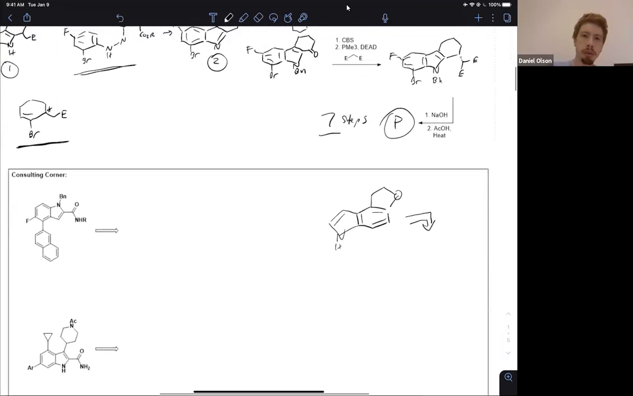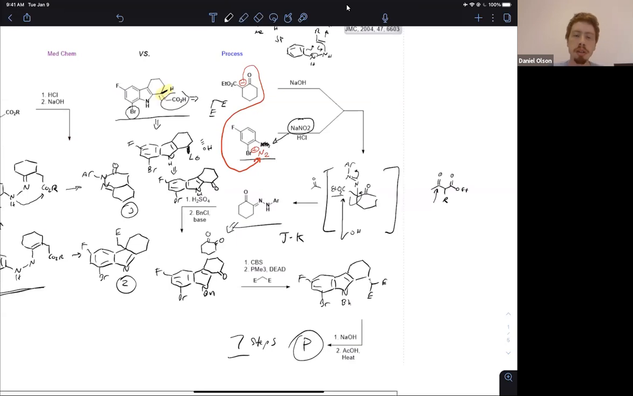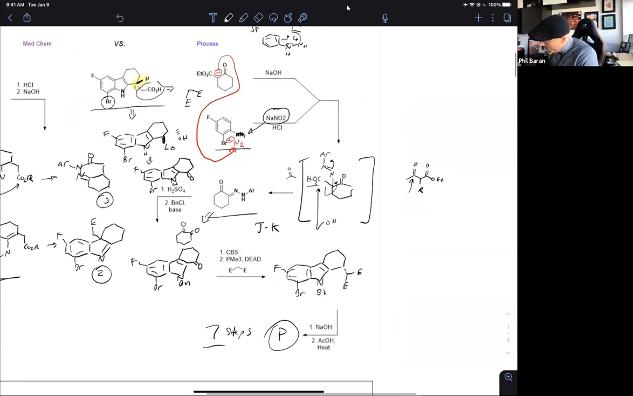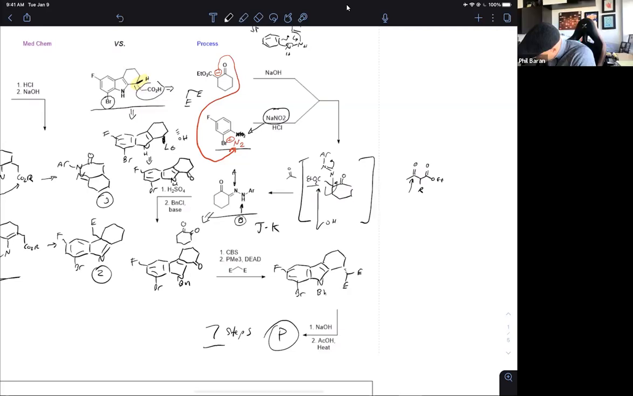Hey Phil, sorry to keep you on this problem. Sure, Dennis, what's up? I've seen cases where the hydrazone intermediate is Cbz protected and then cyclized. Would the Cbz protection help with the cyclization with the Thorpe-Ingold effect in any way, in adding steric bulk? So the Cbz you mean on which of these nitrogens, this one or the other one? The second one, A or B? B. Yeah.